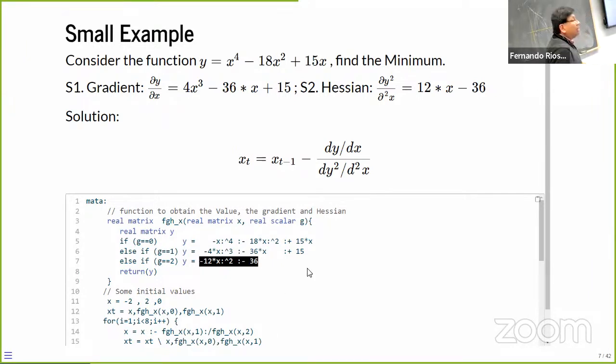Now I'm going to do this in Mata just because Mata is much quicker for these kinds of exercises. The first thing that I do is write a function that takes as arguments x, the point of guess, and which degree of the function I'm trying to evaluate. There are three degrees: either the function itself, the first derivative, or the second derivative. And it's going to just return that value to me. All good so far?